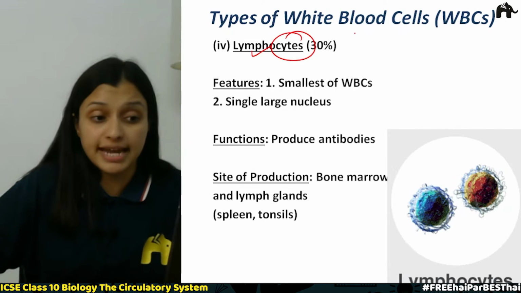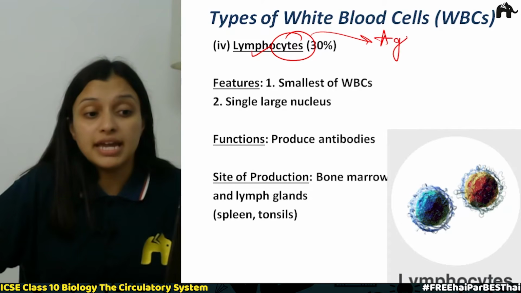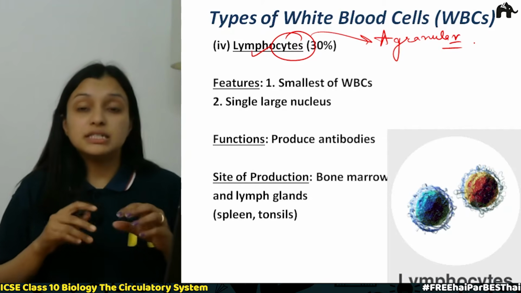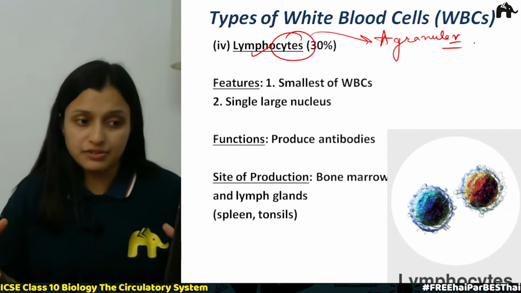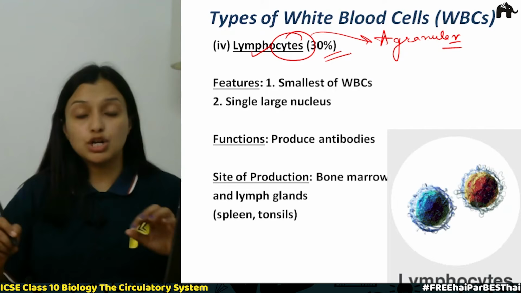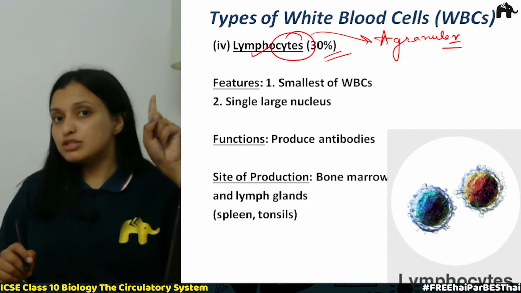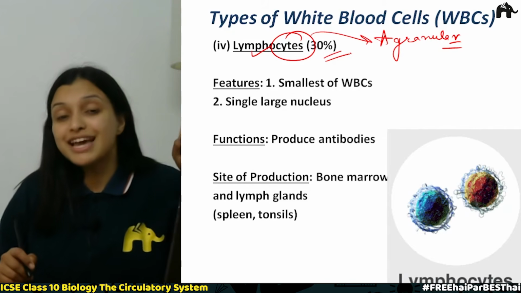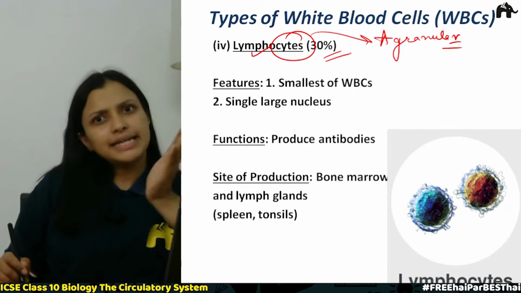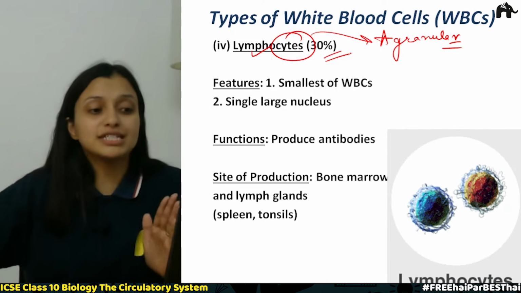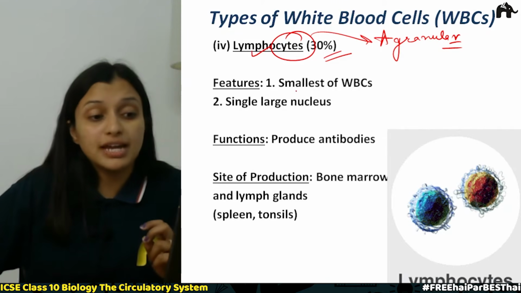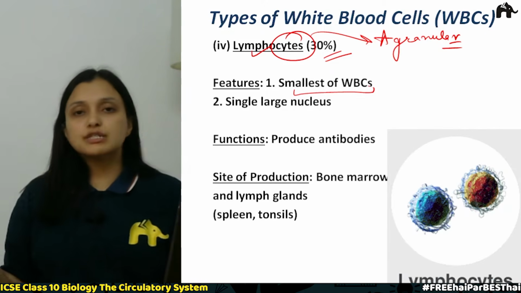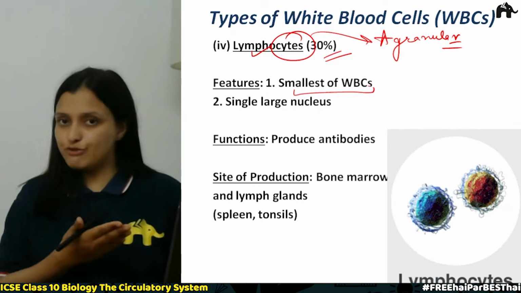Okay, now talking about the next WBC, that is lymphocytes. So we are talking about agranular WBCs. These WBCs do not have any granules, and they are around 30%. The maximum number was of whom? 62%. Who was 62%? Neutrophils. Then coming to a little lesser than them, lymphocytes. What are the features? They are the smallest of all the WBCs. So which is the smallest of all the WBCs? That is lymphocytes, right?